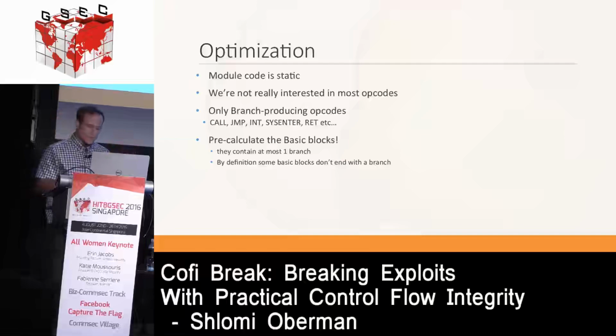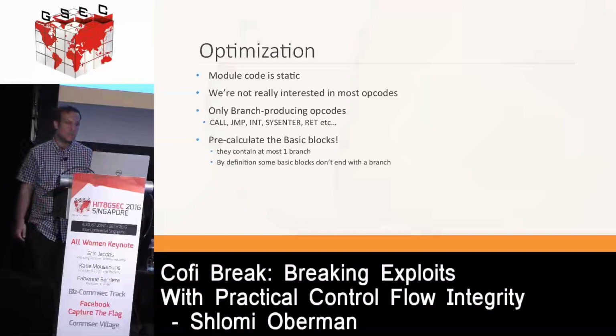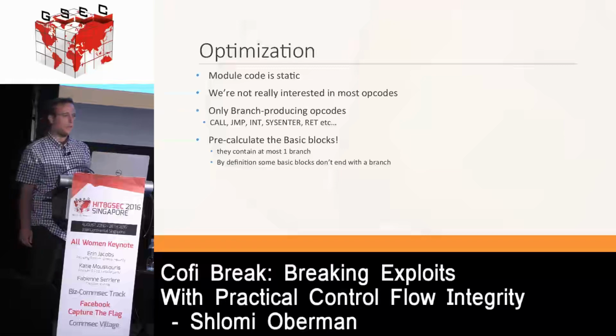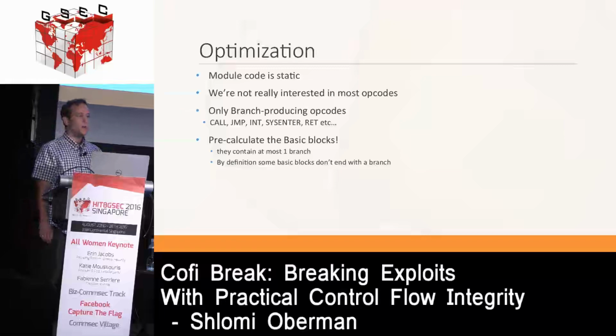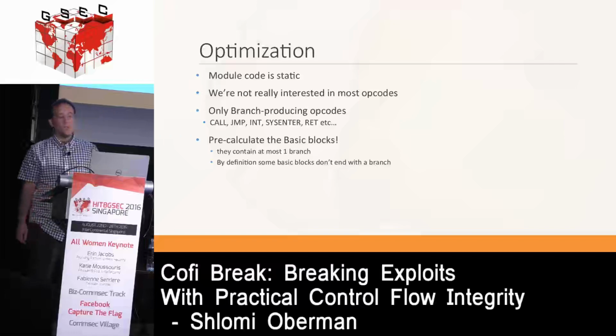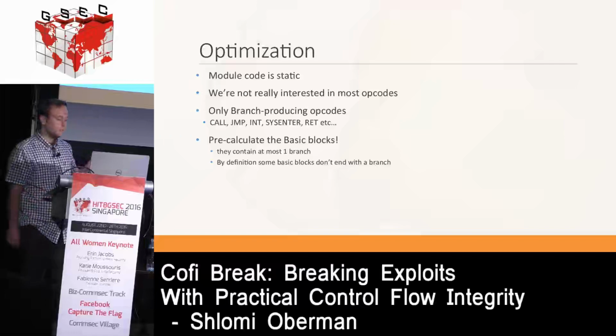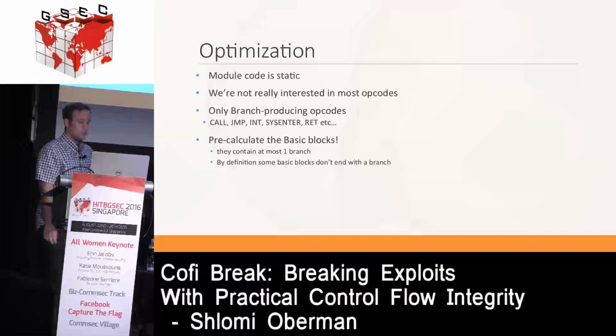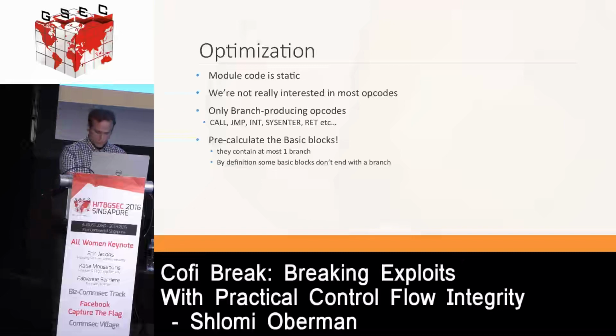Okay, so the main thing we noticed, and this is pretty straightforward, is that module code is static. We can also notice that we're not interested in disassembling most opcodes, right? If you have a move opcode, this does not affect the flow. If you have an add opcode, this does not affect the flow. We only want to look at branch creating opcodes, right? We want to look at call, we want to look at jump, we want to look at return, sysenter, stuff like that, okay? And so we only need the last instruction of every basic block. We don't need to disassemble.